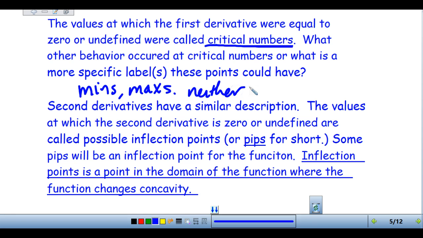Second derivatives also have something that's similar to critical numbers. The values at which the second derivative is 0 or undefined are called possible inflection points. I usually abbreviate these as PIPs for short, possible inflection points. Some PIPs will actually be an inflection point for the function. An inflection point is a point that's in the domain of the function where the function changes concavity. But not all PIPs are actual inflection points.